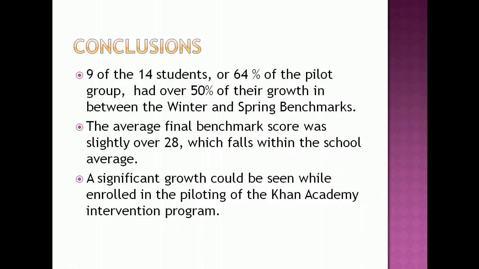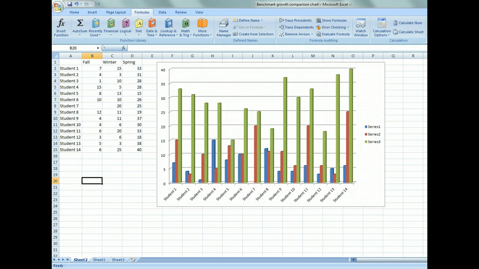Ames-Webb scale. There was significant growth that could be seen while the students were enrolled in the pilot program and the intervention program. I am going to show you now how I created the different tables. Here's my first table. As you can see, I just simply listed the students down the right-hand side. I had each of their fall, winter, and spring benchmark scores entered in the appropriate column.